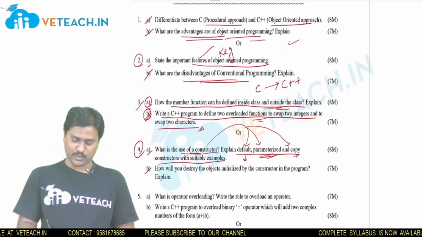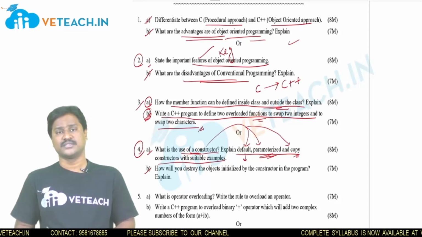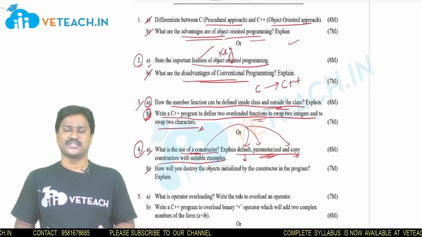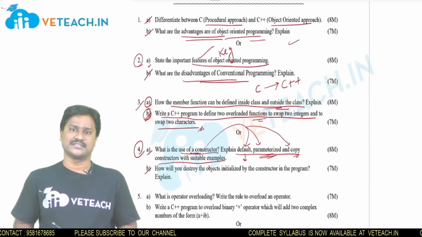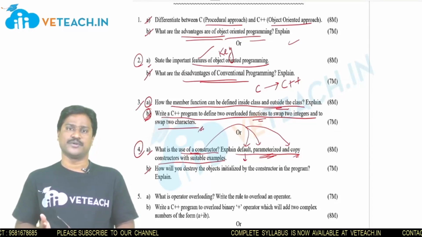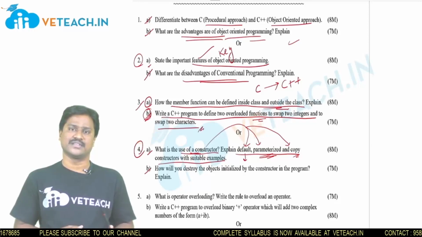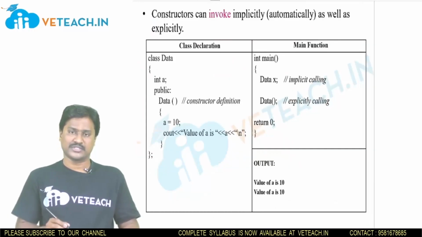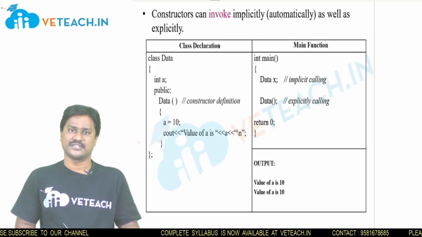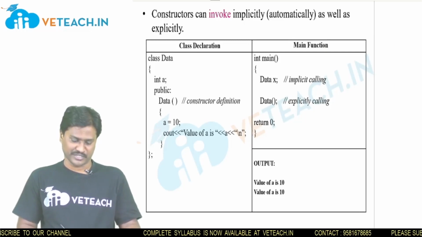And especially this copy constructor is nothing but an implicit assignment among the objects of the same class, where values are copied from one class object to another class object. So we will see this one in the constructor types: default constructor, parameterized, and copy constructor.